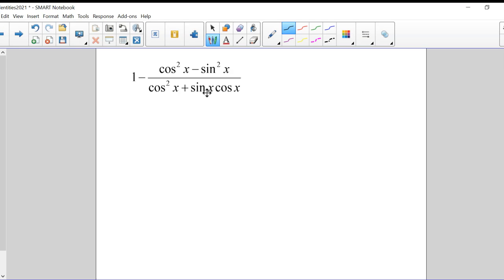Okay, Joel, remember that the Pythagorean identity is cos squared x plus sine squared x, but this is cos squared x minus sine squared x. So this wouldn't be the Pythagorean identity on this one. Okay, just wanted to point that out.